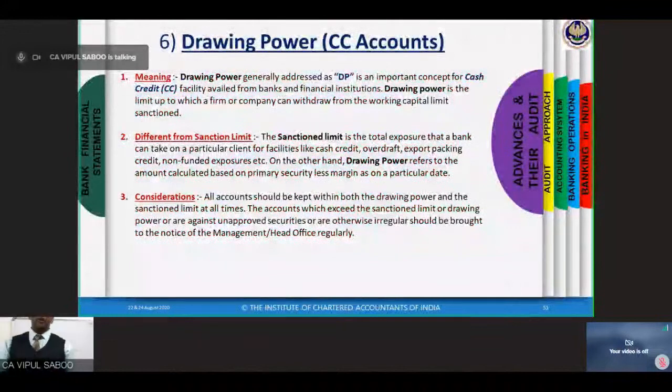So the last topic for today is drawing power. Drawing power in case of CC accounts is generally assessed as DP. Sanctioned limit and drawing power is an important concept for cash credit facility availed from banks and financial institutions. Drawing power is the limit up to which a firm or company can withdraw from the working capital limit sanctioned. You have been sanctioned 60 lakhs, but you can withdraw only up to 55 lakhs. The sanction limit is the total exposure that a bank can take on a particular client for facilities like cash credit and overdraft. On the other hand, drawing power refers to the amount calculated based on primary security less margin. I'll show you how drawing power is calculated.